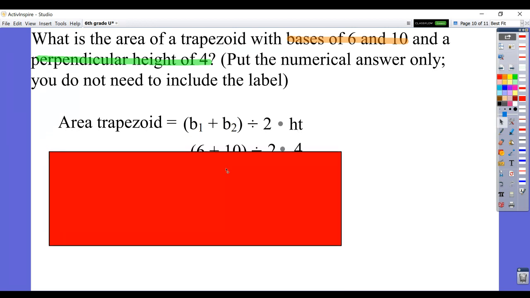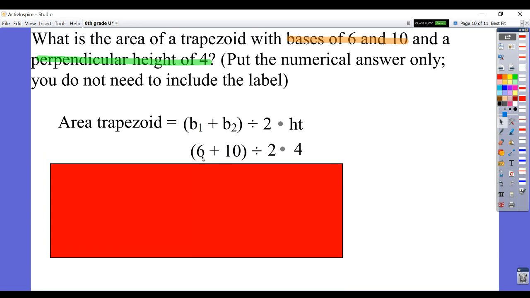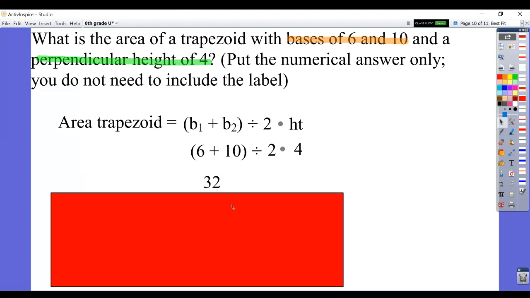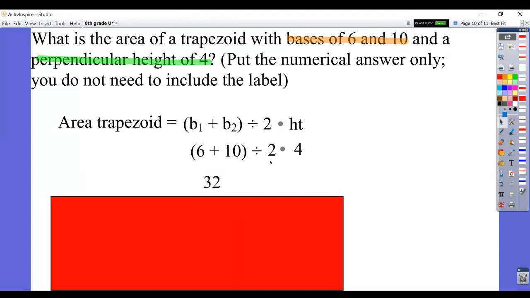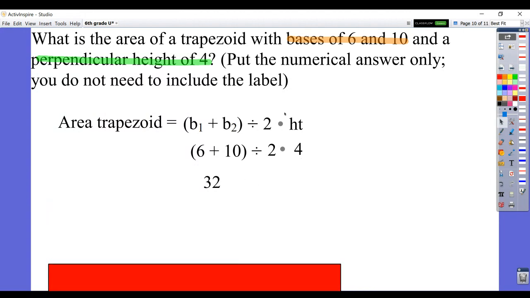So we're going to go ahead and put that into our formula. Base 1 is 6, we're told. Base 2 is 10. Then divide by 2 times 4. Again, I'm getting those values from up here. 6 plus 10, of course, is 16. 16 divided by 2 is 8. 8 times 4 is 32. All right. So we're going to do our parentheses first, 16, then multiply and divide left to right. So 16 divided by 2 is 8. 8 times 4 is 32. Again, our label would have been square units, but we are told we do not need the label, just the numerical answer.